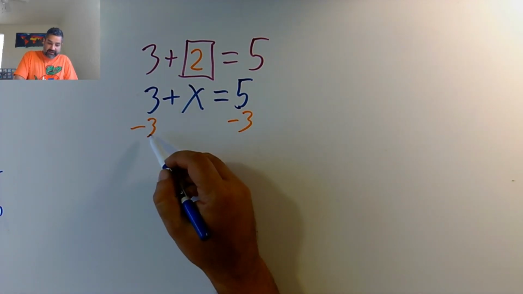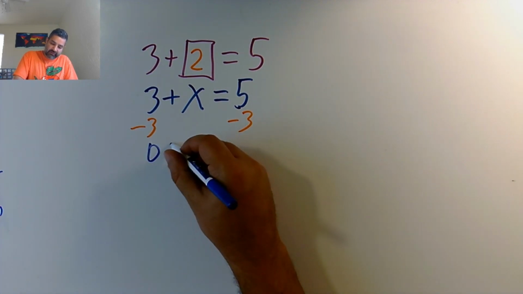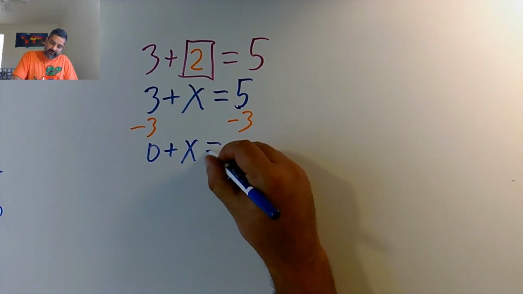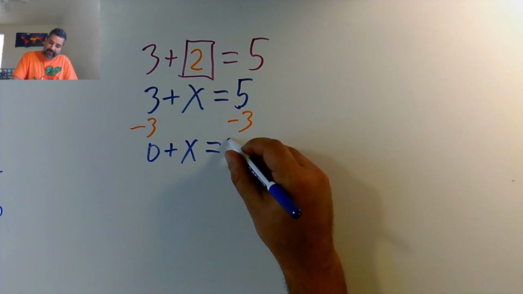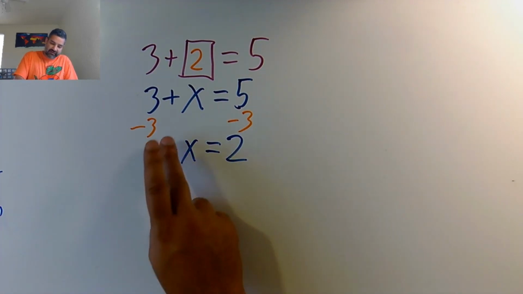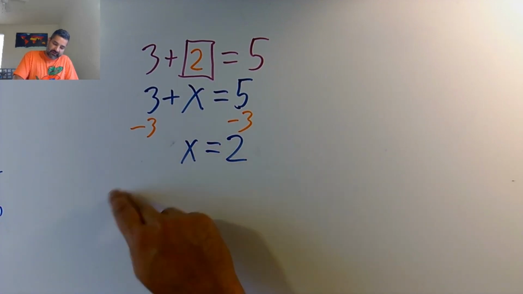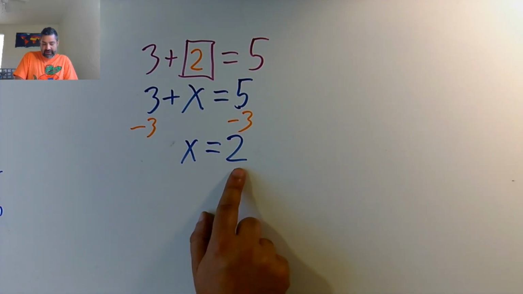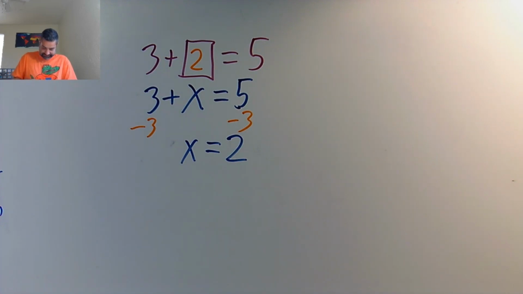And so 3 minus 3 is 0, plus x equals, what's 5 minus 3? It's 2. And we can just get rid of that 0. We don't need to add zeros. And now we have x isolated, and we have the answer. And we have a system to solve more complicated equations.